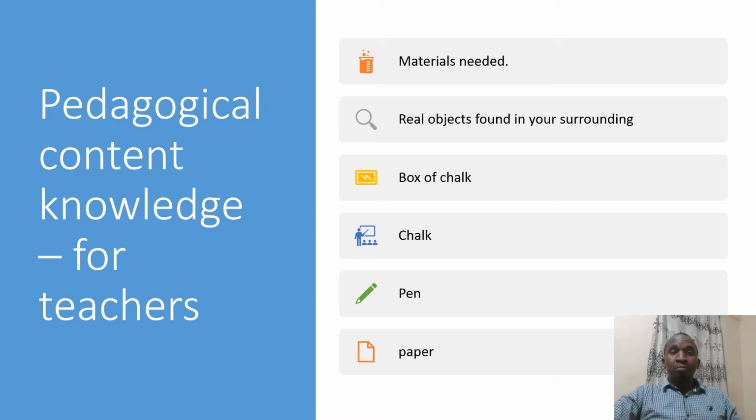Now, first of all, we need to start with the materials that are important in teaching this lesson. You'll need real objects that are found in your surroundings around the class. You can have a box of chalk, you can have a piece of chalk, you can have a pen, a paper, etc. The real materials that are in your surroundings.